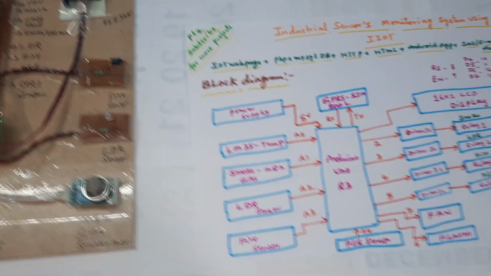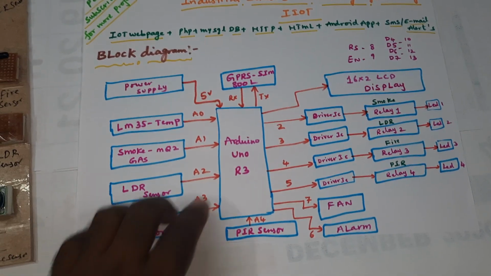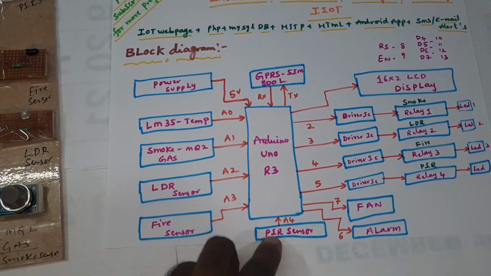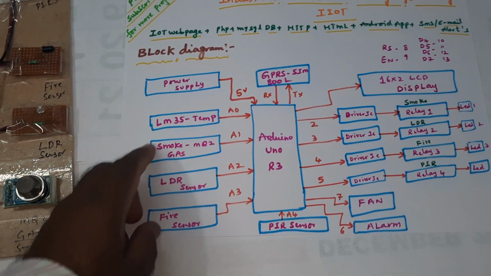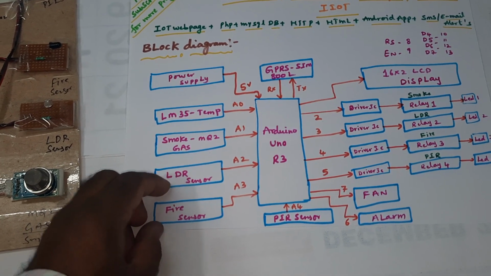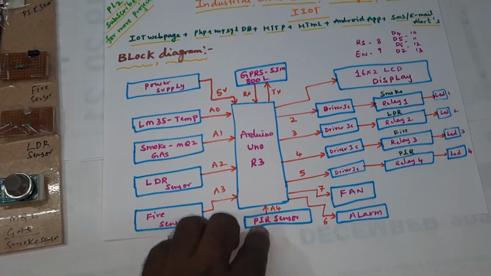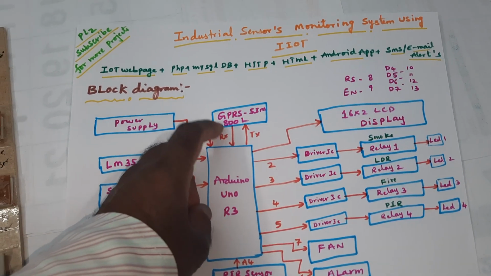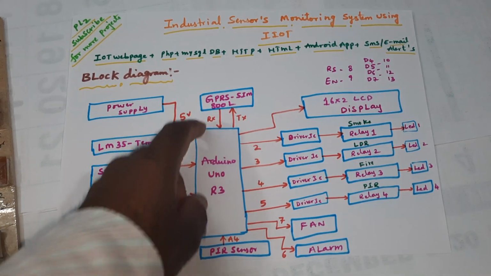So, let us come into the block diagram. Here we are using an Arduino Uno R3 and 5 sensors: LM35 temperature sensor, MQ2 gas smoke sensor, LDR sensor, fire sensor, and PIR sensor. Using GPRS, we are sending the data to the Android app and web page.